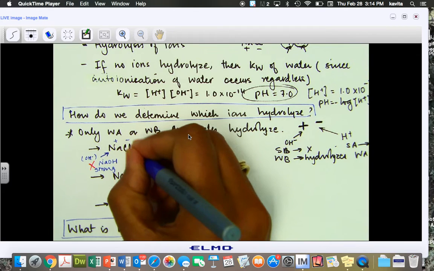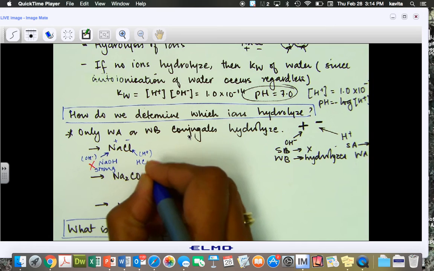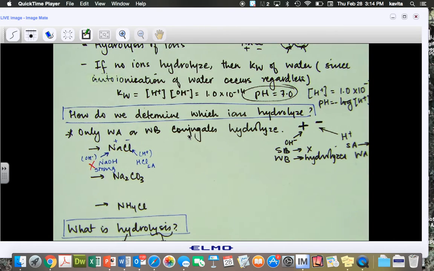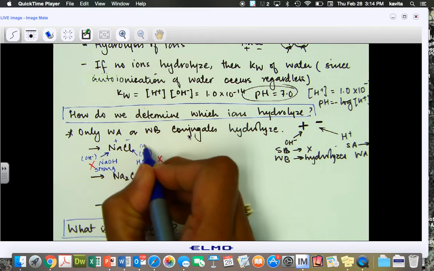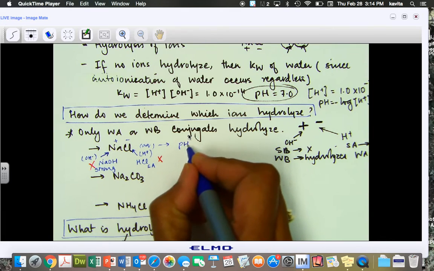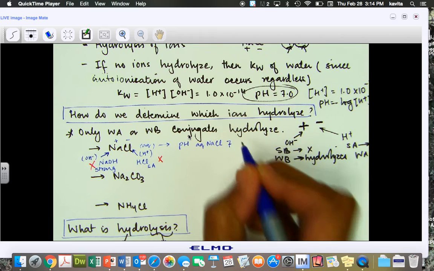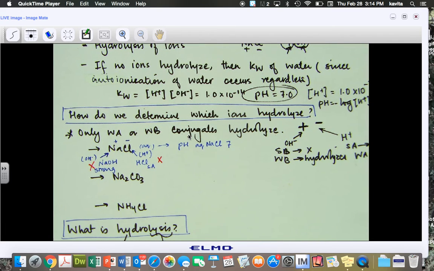Cl-, add an H+ to it. Anion, you add an H+. So that is HCl. That's a strong acid. So again, this one will not hydrolyze. So in the case of aqueous NaCl, neither ion hydrolyzes. So the pH of the salt solution, aqueous NaCl, will be 7 as determined by Kw of water.